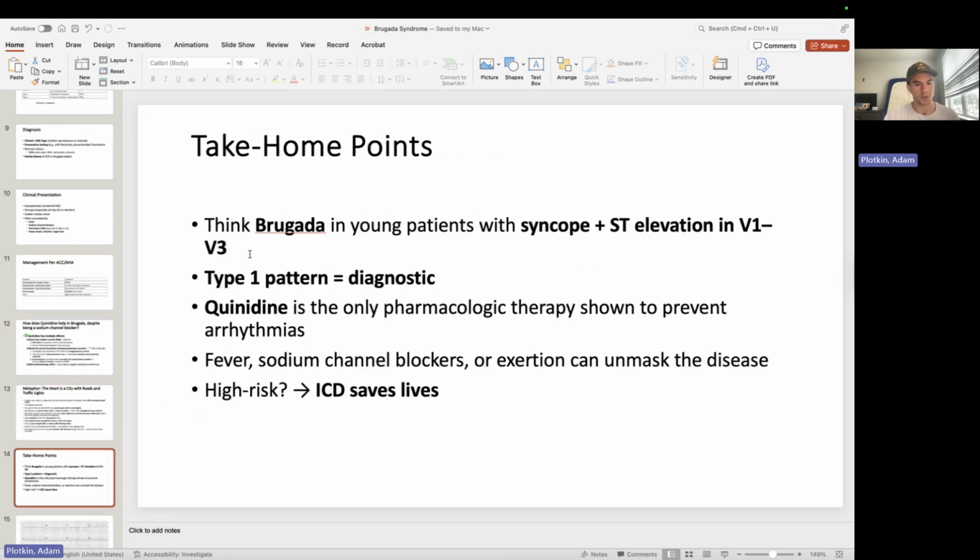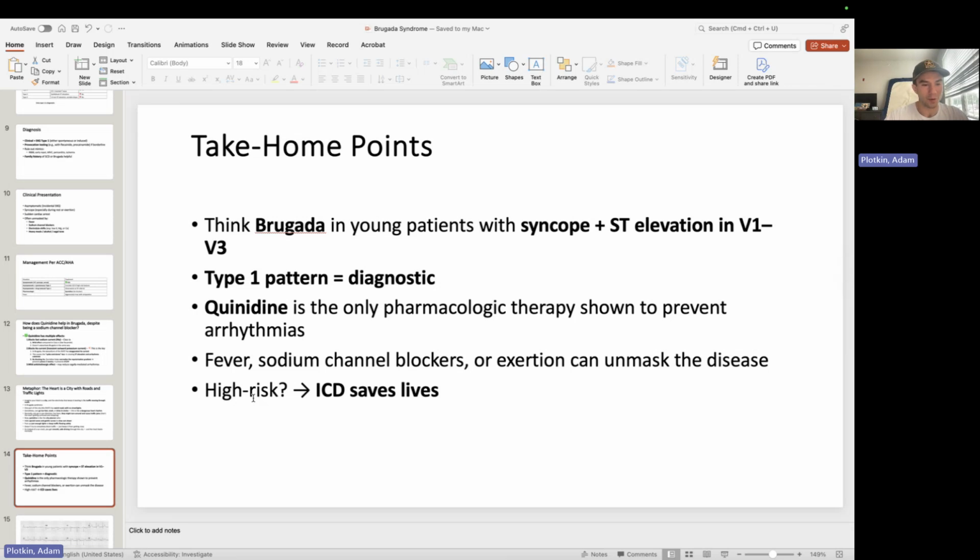Really, my take-home points for you are: think about Brugada in a young patient with syncope plus ST elevation in V1 to V3. The type 1 pattern is diagnostic. Quinidine is the only pharmacological therapy shown to prevent the arrhythmias because it blocks that Ito current. Fever, other sodium channel blockers, or exertion can unmask the disease. And if they're high risk, the ICD saves lives. I'm going to show you a normal EKG in a second, and then we'll go through Brugada.